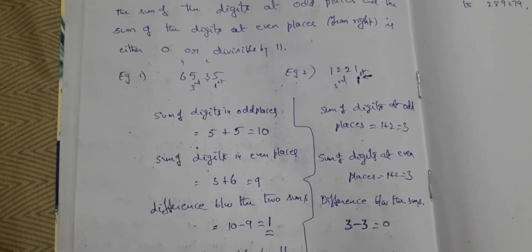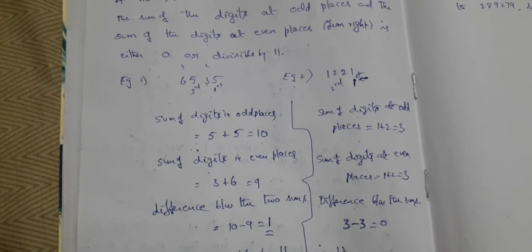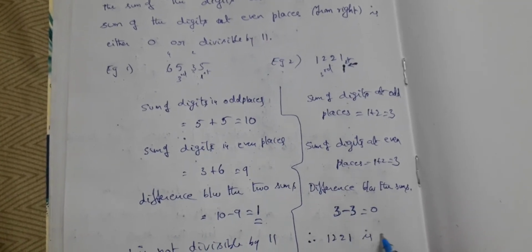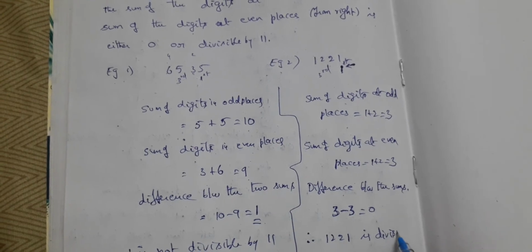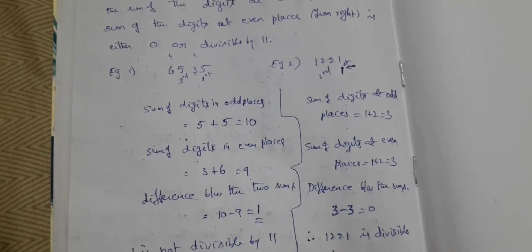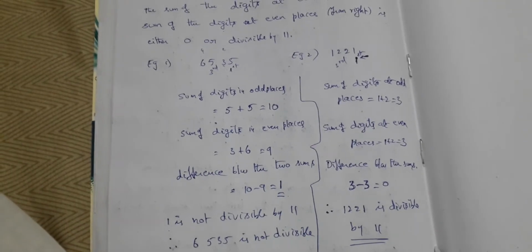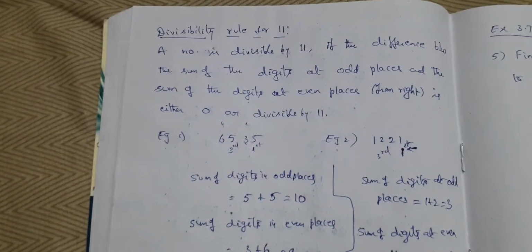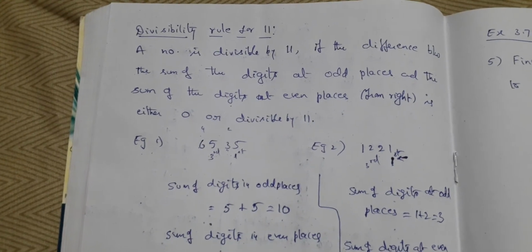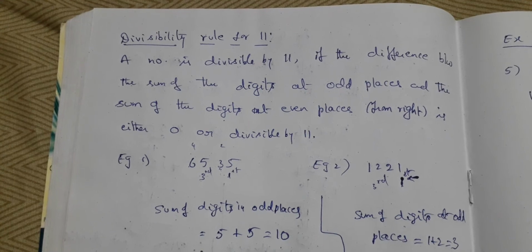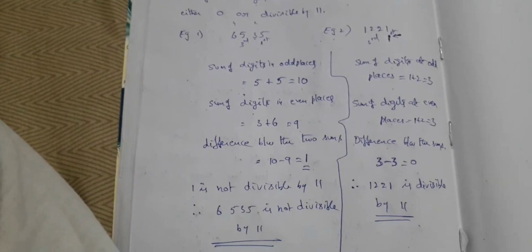So therefore, 1221 is divisible by 11. This is how we are going to conclude. Okay, children. So take the screenshot. First take the rule. Then next the two examples.